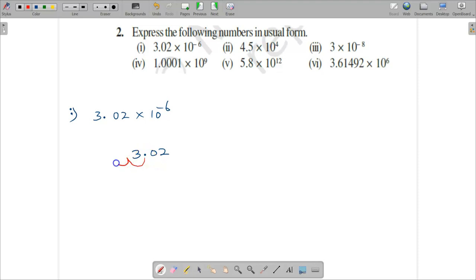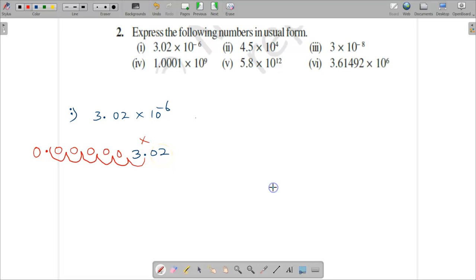So 1, 2, 3, 4, 5, 6. However many times we have moved, that many zeros we need to introduce. So here 1 zero, here 1 zero, here 1 zero, here 1 zero, here 1 zero. Then comes your decimal point. So before your decimal point we have to put 1 zero. So this decimal point has been moved 1, 2, 3, 4, 5, 6 times, so it has arrived here. Now we can remove this decimal point.